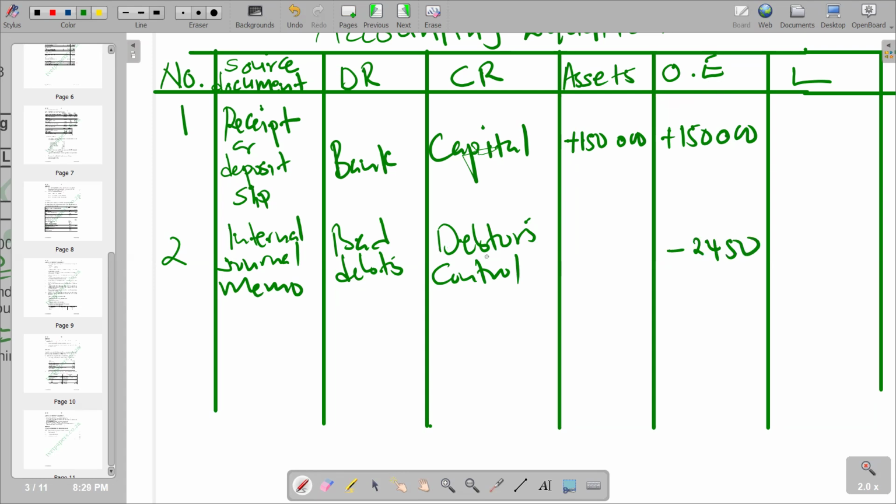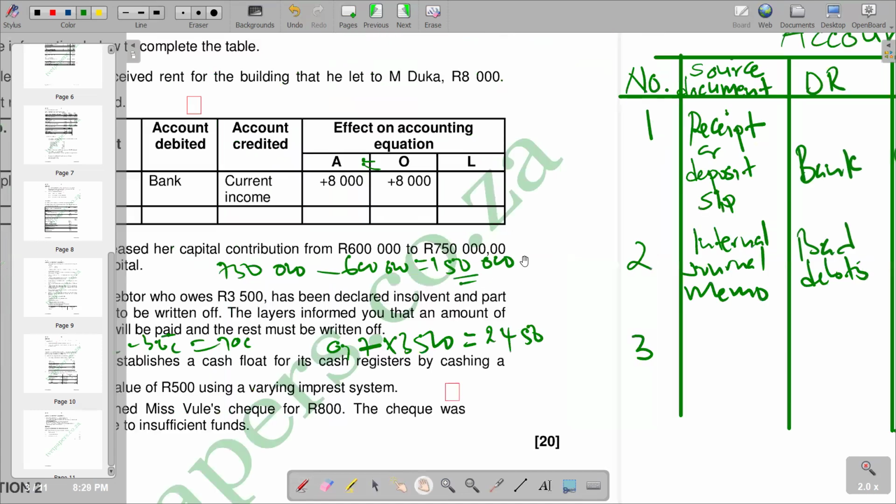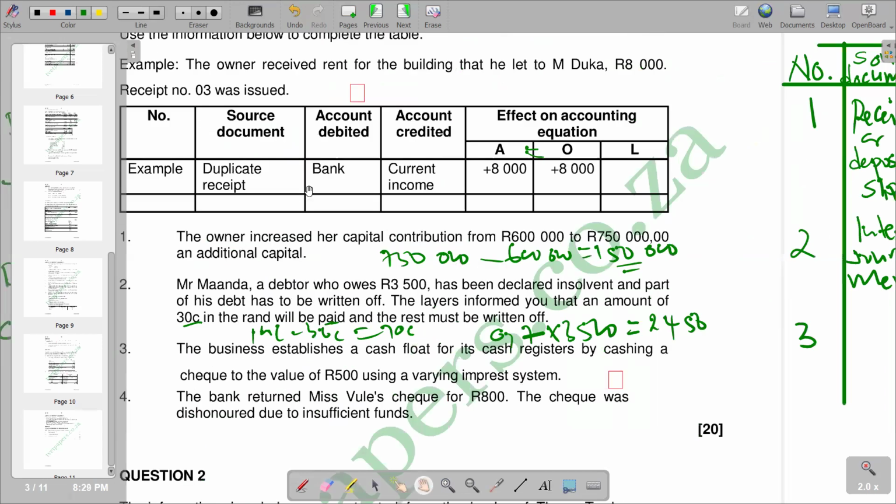And debtors control is an asset. And remember, we said that when you debit an asset account, it's a plus, you credit, it's a minus. So here we are crediting debtors control. So it's a minus again, negative 2,450. So this is exactly what we have. So we go to the next one, which is going to be our third item. We go to the question part and see what we have in terms of item 3.